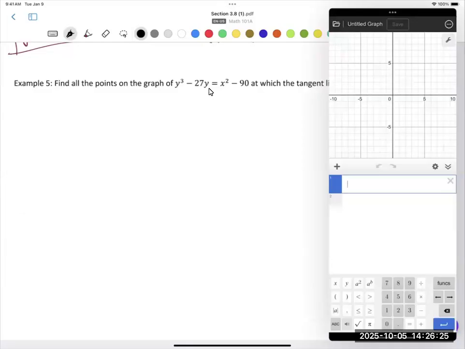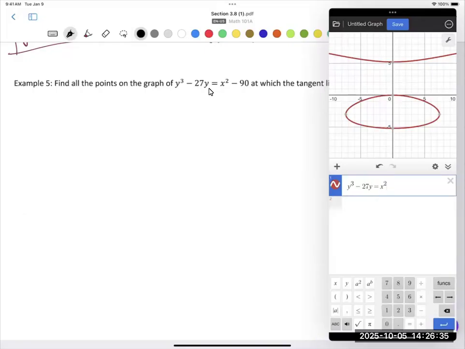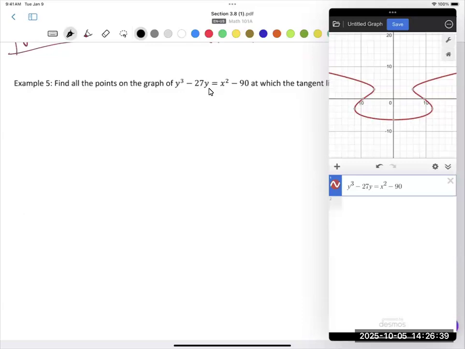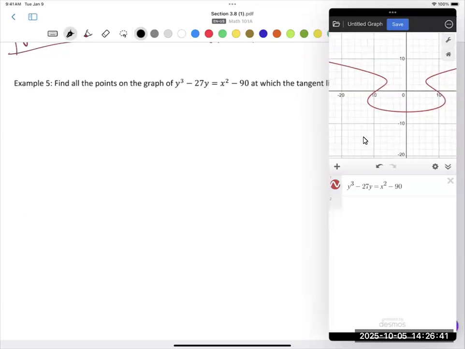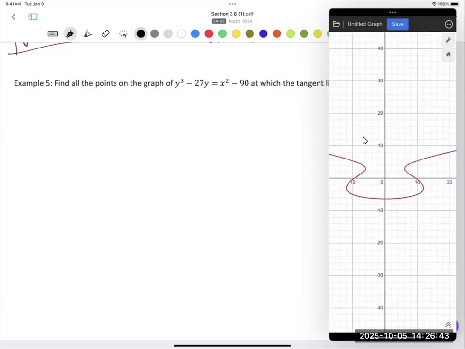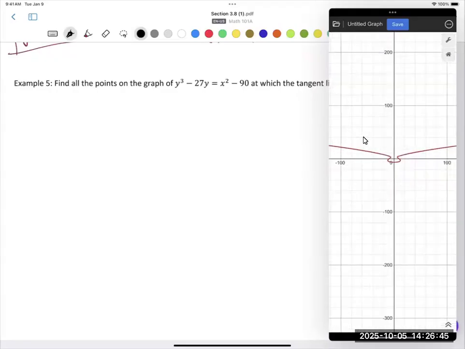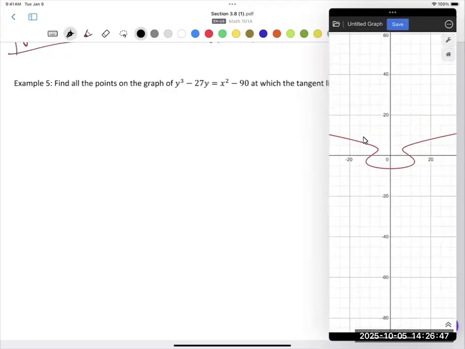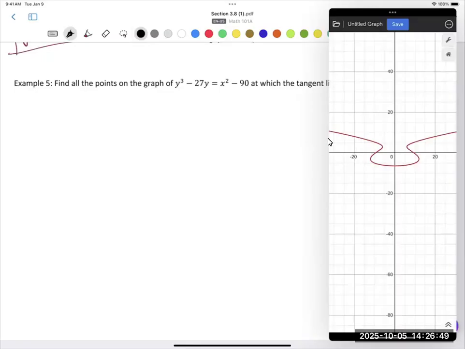You can use Desmos to visualize this. So y cubed minus 27y equals x squared minus 90. Oh, wow, it's not too good, right? So this is the graph of the equation that we have earlier. Look how it looks. And now we want to find the points where we have the horizontal tangent line.